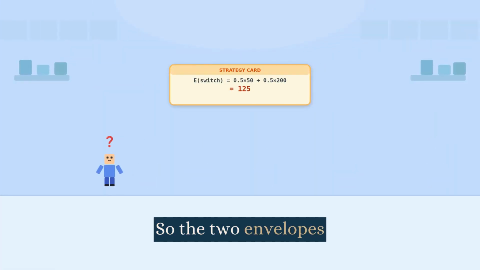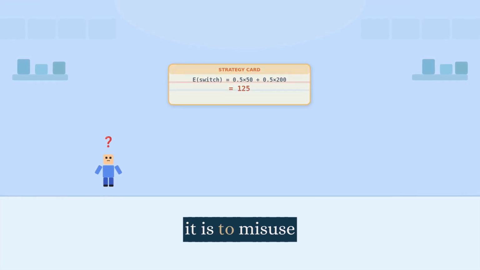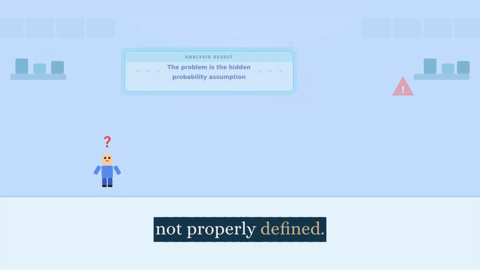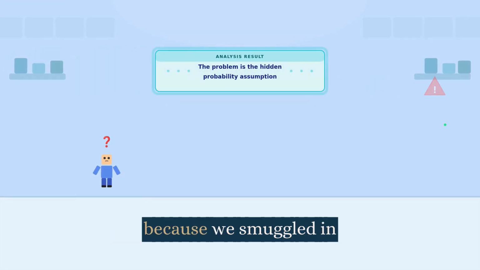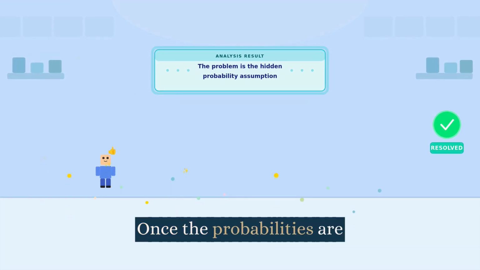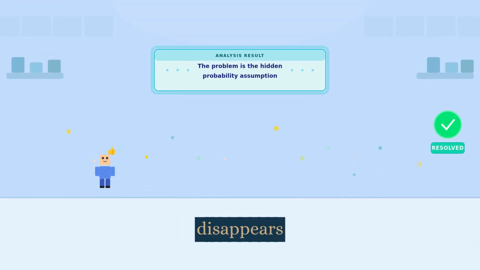So the two envelopes paradox does not show that math is broken. It shows how easy it is to misuse expected value when the hidden probability assumptions are not properly defined. The contradiction appears only because we smuggled in an unjustified 50-50 assumption. Once the probabilities are modeled correctly, the paradox disappears.